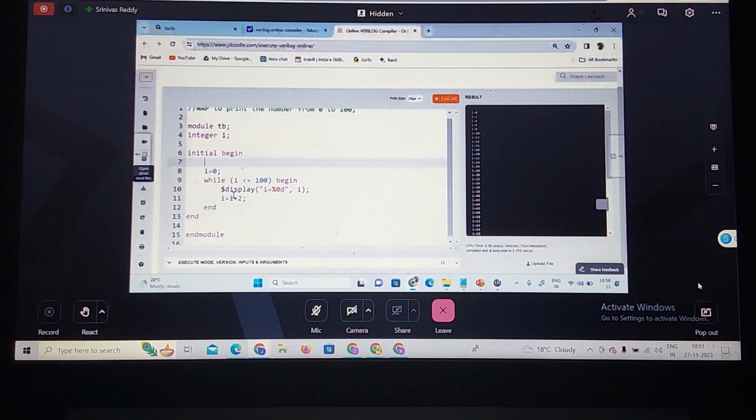Now I'll ask one simple program. Can you write a program to print all the numbers from 1 to 100 which are divisible by 4 using a while loop? What are the numbers which are divisible by 4? 4 is divisible, 8 is divisible, 12 is divisible, and so on. Can you write a program using a while loop to print all the numbers divisible by 4?